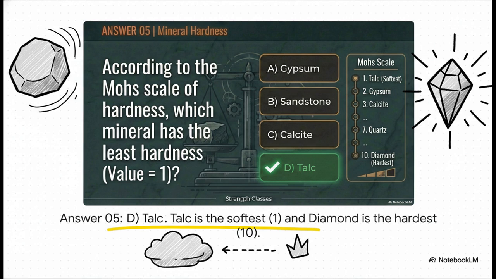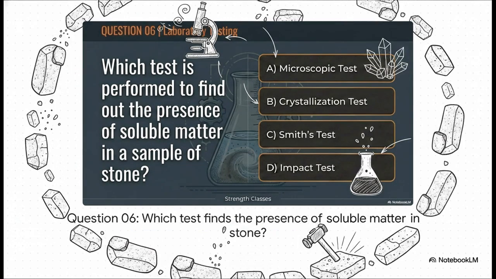And on the complete opposite end of the scale, at number 10, you have the hardest substance, diamond. For most exams, if you can just remember 1 is talc and 10 is diamond, you're in a really good spot. Okay, now let's imagine we're heading into the lab.